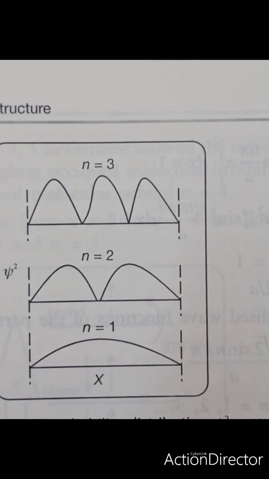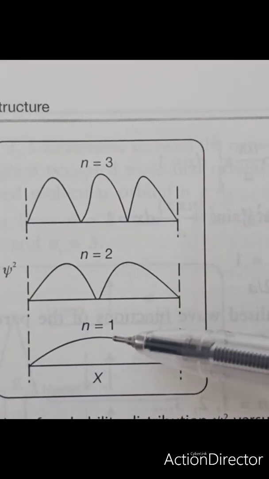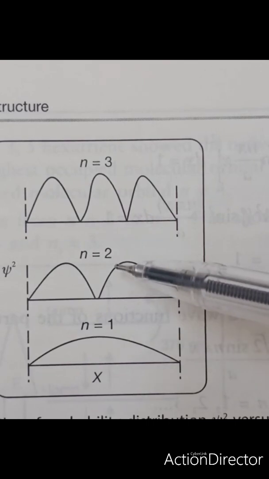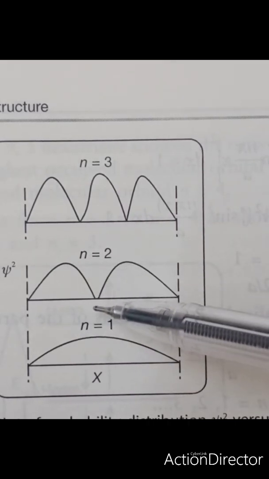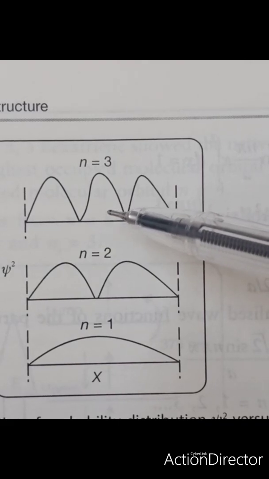So this is the plot of psi square against x. In this case, for n is equal to 1, you will be getting a graph like this. For n is equal to 2, you will be getting a graph like this, and for n is equal to 3, it will be somewhat like this.